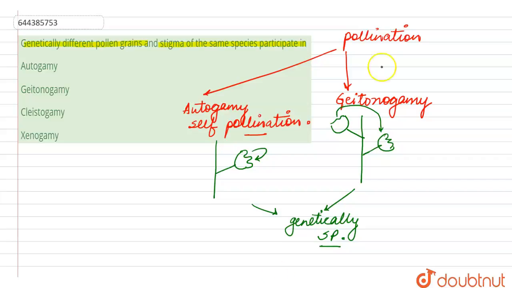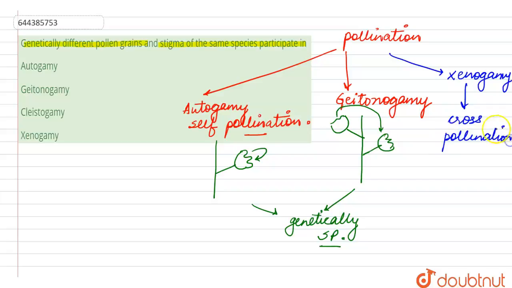Now talking about the third type of it, which is called xenogamy. Now this xenogamy is actually the cross-pollination which takes place between the flowers of two different plants of the same species. So let's depict this with the help of a schematic diagram.